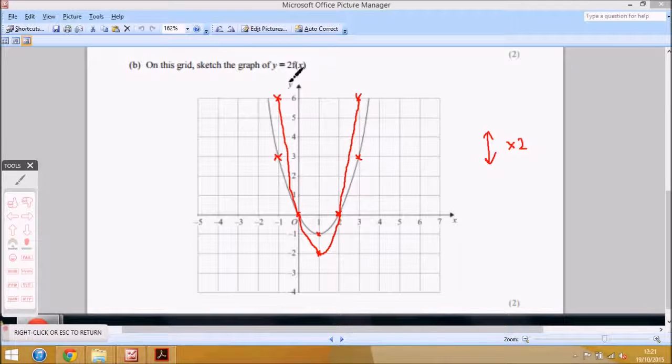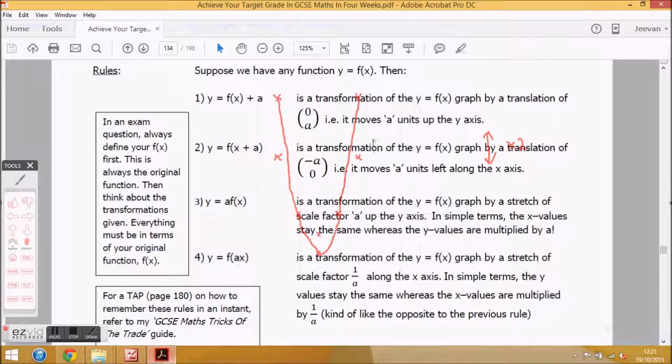As I was saying before, if the change is outside the f(x), so if you have a look here, rule number 3, the a is outside the f(x), so it only affects the y values. Even if you look at the first rule, again the plus a is outside the f(x), so it's only going to affect the y values, and it does what it says on the tin. We didn't have to use this rule in the example I just showed you, but you should keep that in mind. Anything outside the f(x) only affects the y values, and it does what it says on the tin. That's the best way I like to think of it.